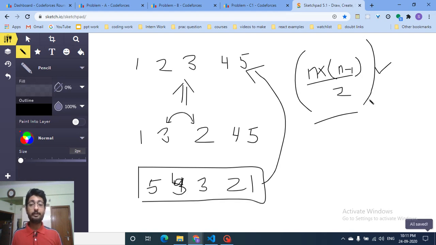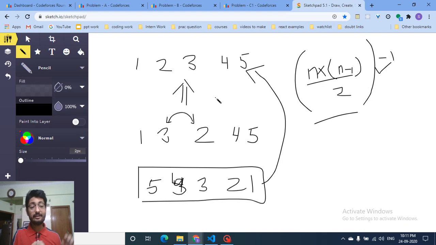But the number of operations we have is n into n minus 1 divided by 2 minus 1, which means that I have one operation less than this. So whatever array I have, I can sort this out, or I can find out the number of inversions, whatever number of inversions it has.